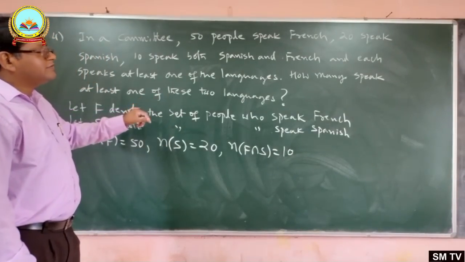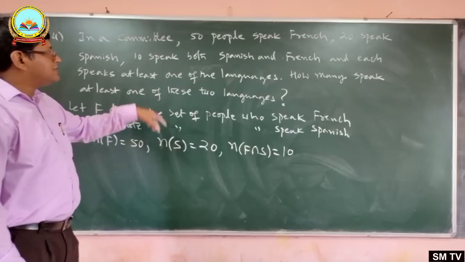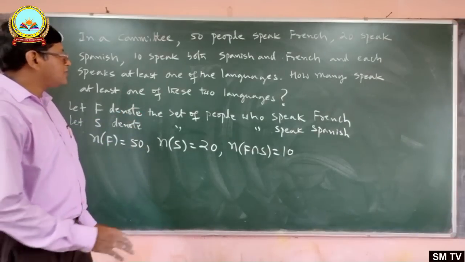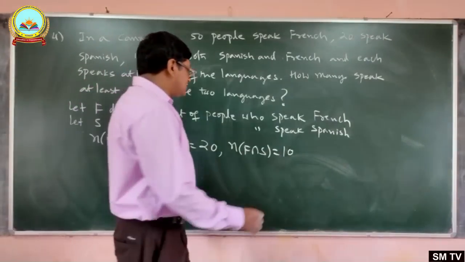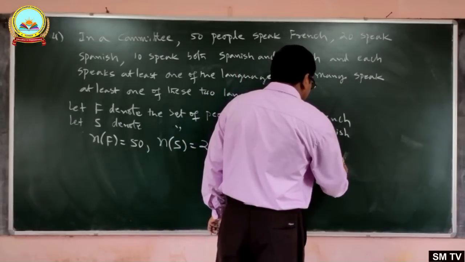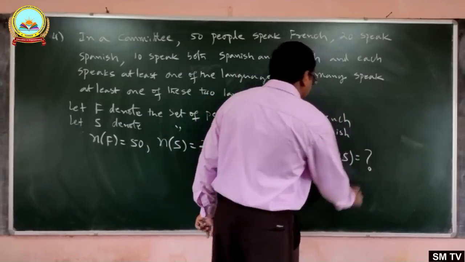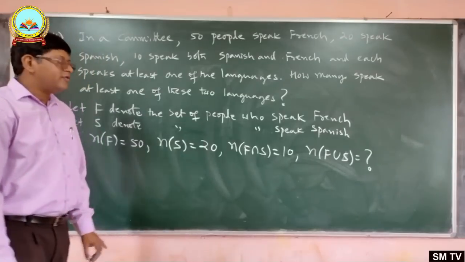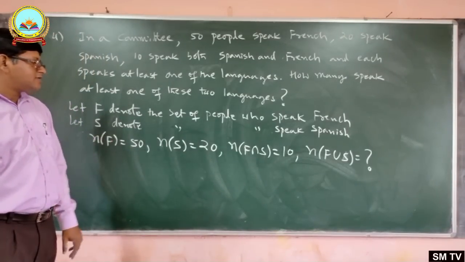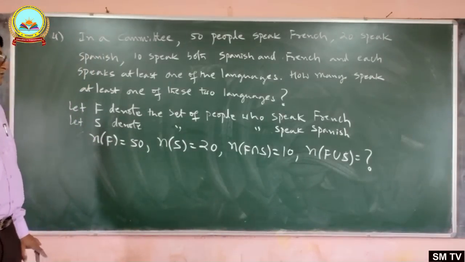In the committee, each one speaks at least one of the two languages. The question is, how many speak at least one of the two languages? So that is N of F union S. So write the formula, substitute the values.